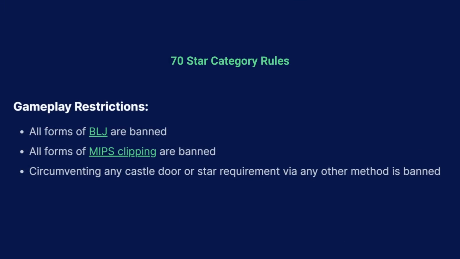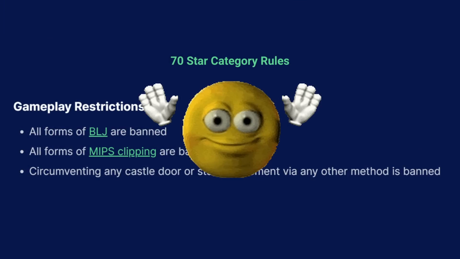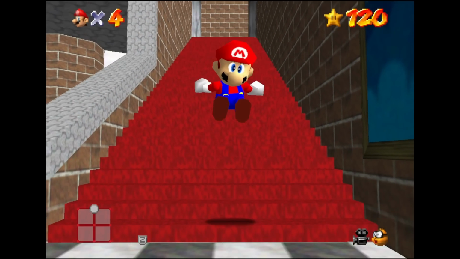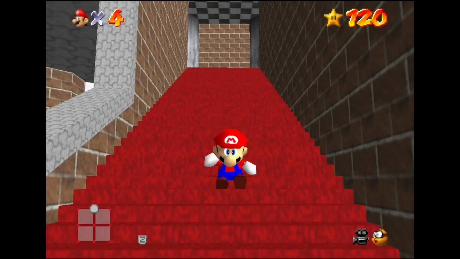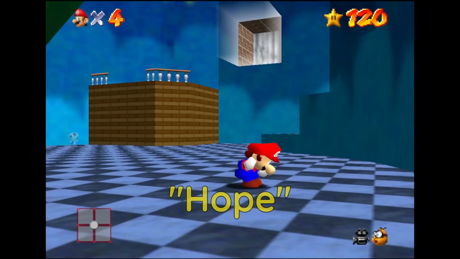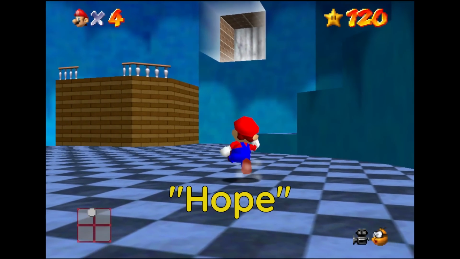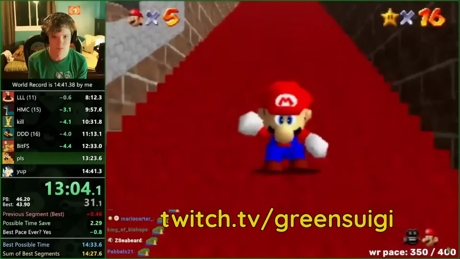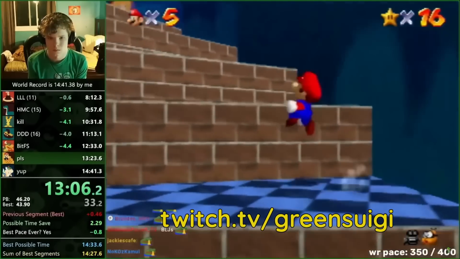It would save time in 70 star too, except it's banned as this is intended to be a no major glitches category. To perform the trick, you turn to face down the stairs, execute a long jump and then hold up on the control stick. While holding Z, you mash the A button to long jump backwards up the stairs and hope to clip into them and gain speed. I say hope because, unless you're superhuman, your BLJs could end up looking like this.